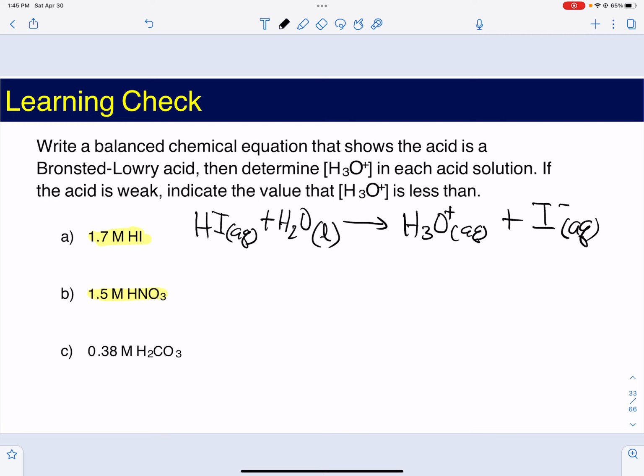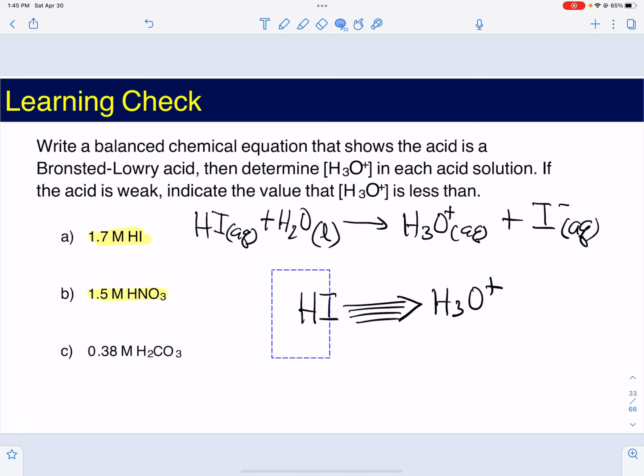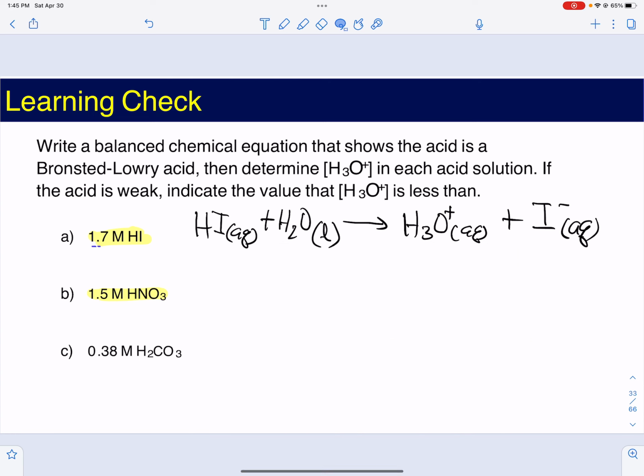So here's the thing. Since HI is a strong acid, all of it will become hydronium. That's what it means. If you have a strong acid, every single one of those molecules will become hydronium, or will donate a proton to the water, making the water become hydronium. In other words, since this acid on the first problem is 1.7 molar, and all of it is going to become hydronium, the concentration, the brackets mean concentration, remember that, of hydronium is going to be the same as the original solution.